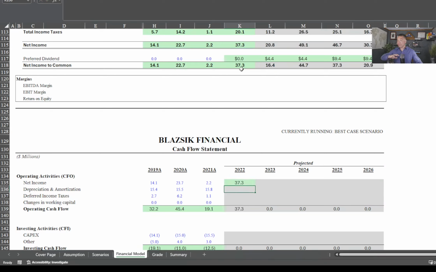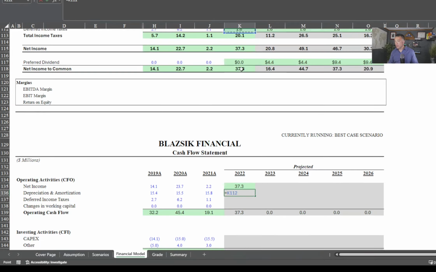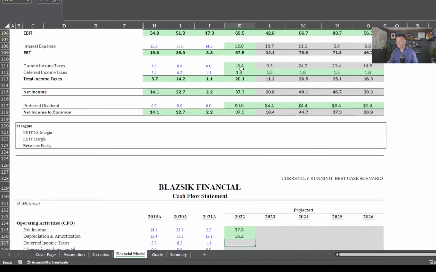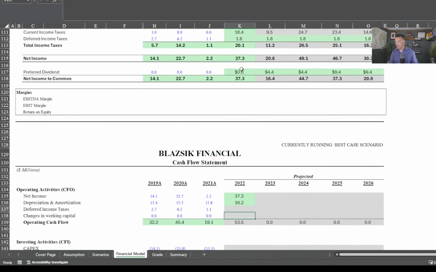Depreciation, right? We made 37.3 million. Depreciation was never a cost. So I'm going to go straight up to depreciation and bring that in. I'm going to have to add it back in. It was never a cost. Next is deferred income taxes. Deferred income taxes were not a cost that year, even though on the income statement we subtracted it. So I'm going to add it back in, deferred income tax right above.